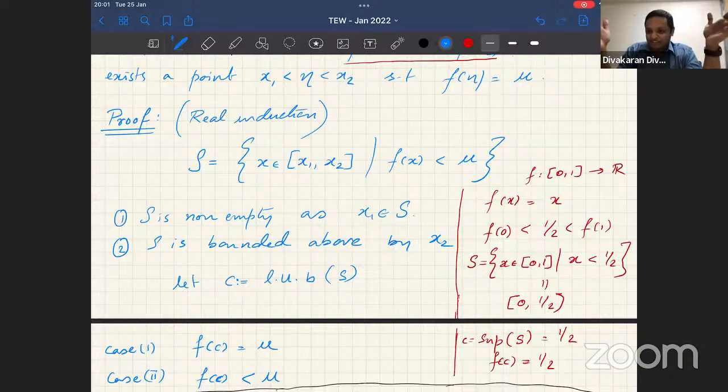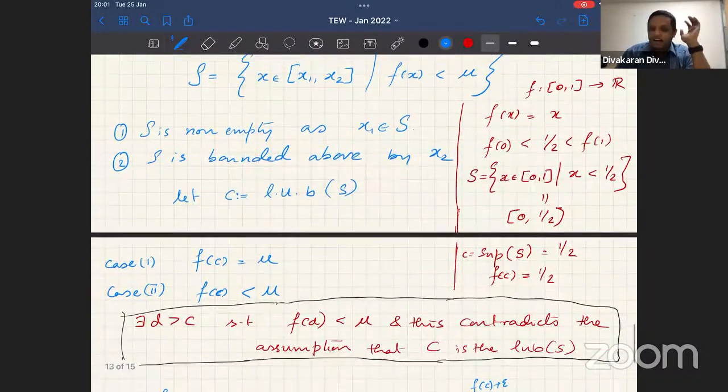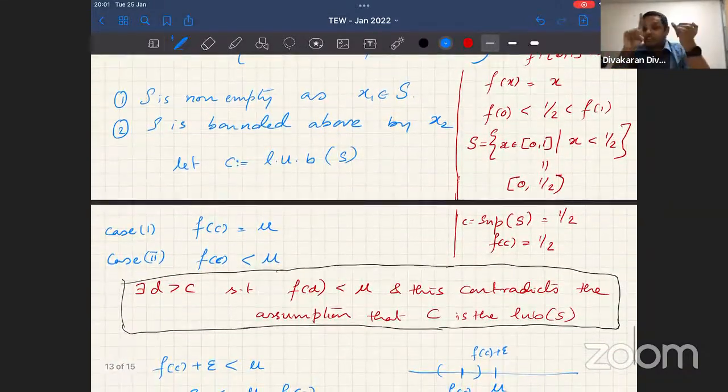Theoretically, there are three possibilities. This is called trichotomy. Two numbers can either be equal, or one is less than the other, or the other is less than the first one. Right? So given two numbers, f of c and mu, there are three possibilities. f of c is equal to mu, f of c is less than mu, and f of c is greater than mu.